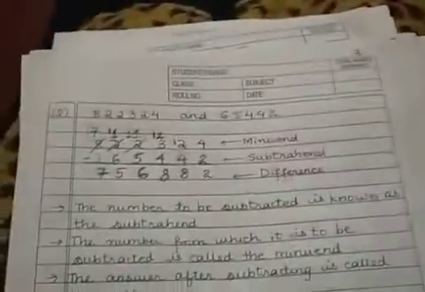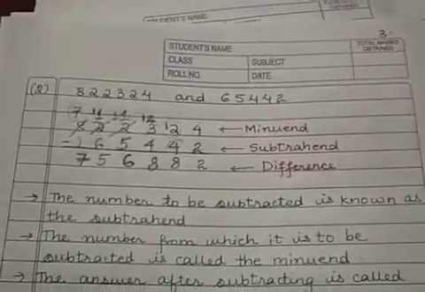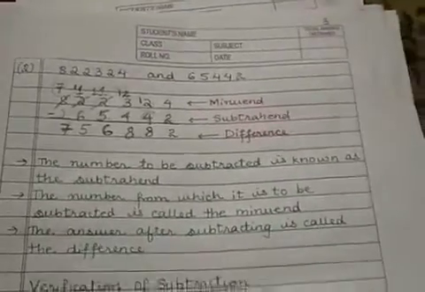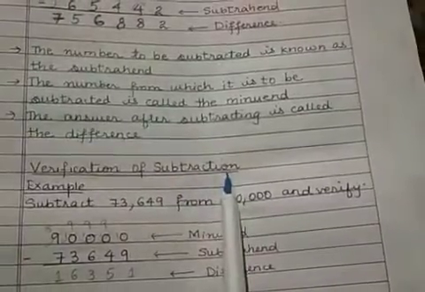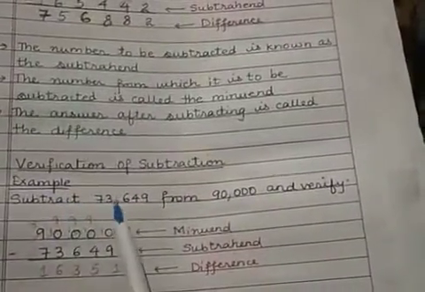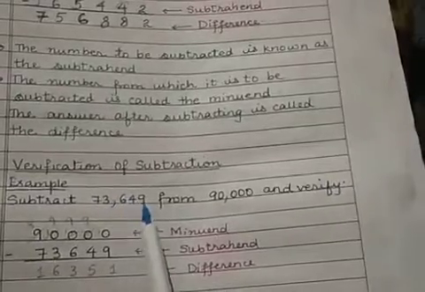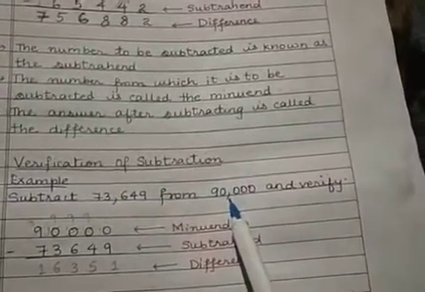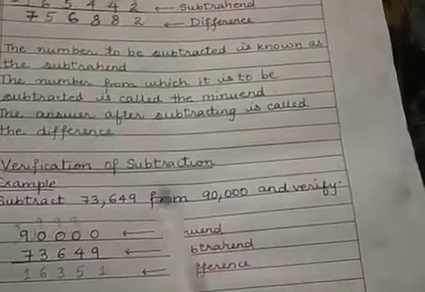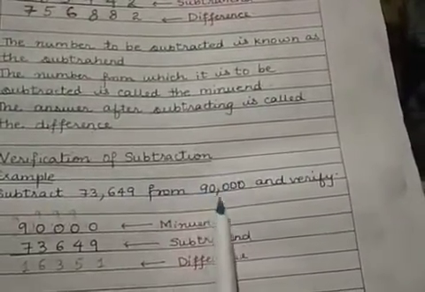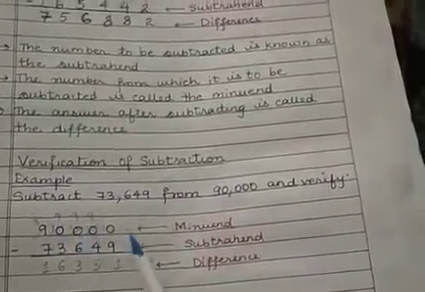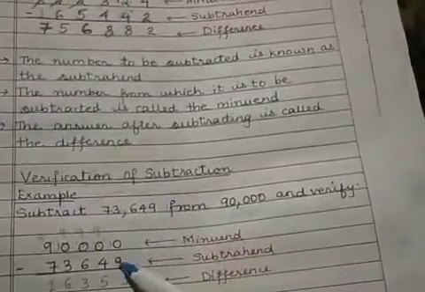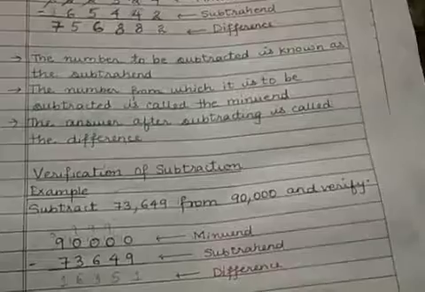Now when you perform subtraction, you can verify whether the subtraction is correct. Now how to verify that? Let us check here. Verification of subtraction. Example: subtract 73,649 from 90,000 and verify. It's already given to you, this number has to be subtracted from this number. So first the minuend will be 90,000 and below that you write the subtrahend. So 9, 4, 6, 7, 3.